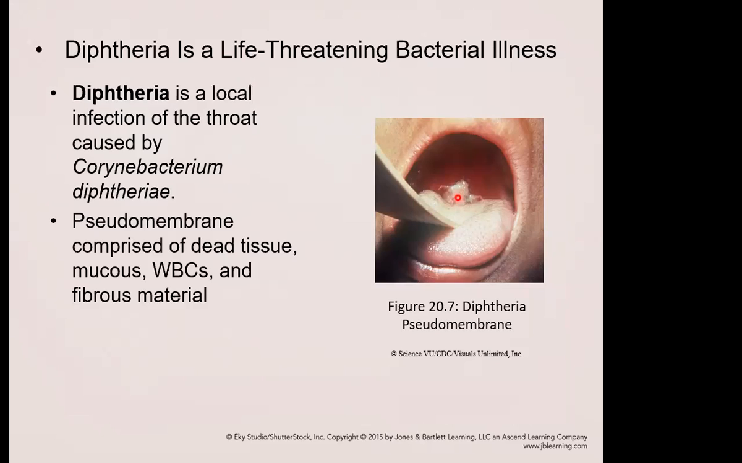And you can see here in this image, we get this pseudomembrane. So it's kind of like a membrane, where you get a bunch of dead cells, mucus, white blood cells, and fibrous material. Why would white blood cells be there?